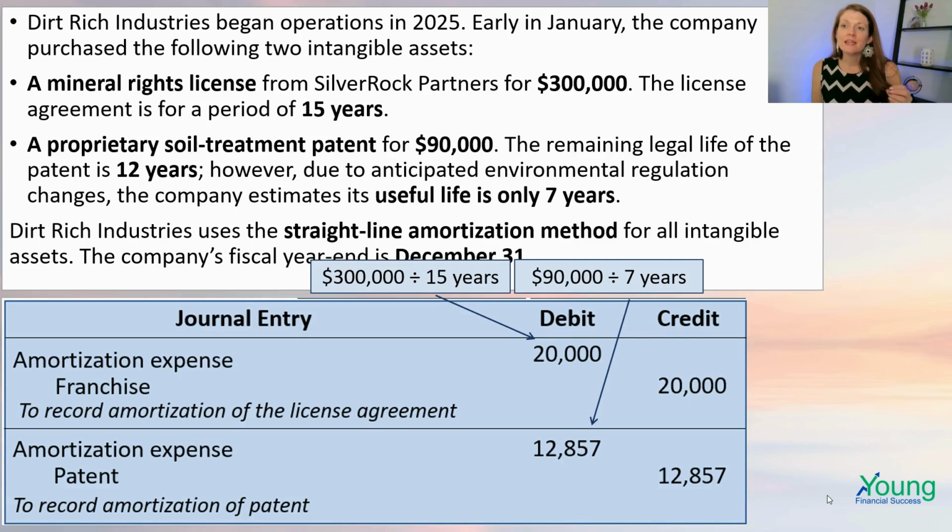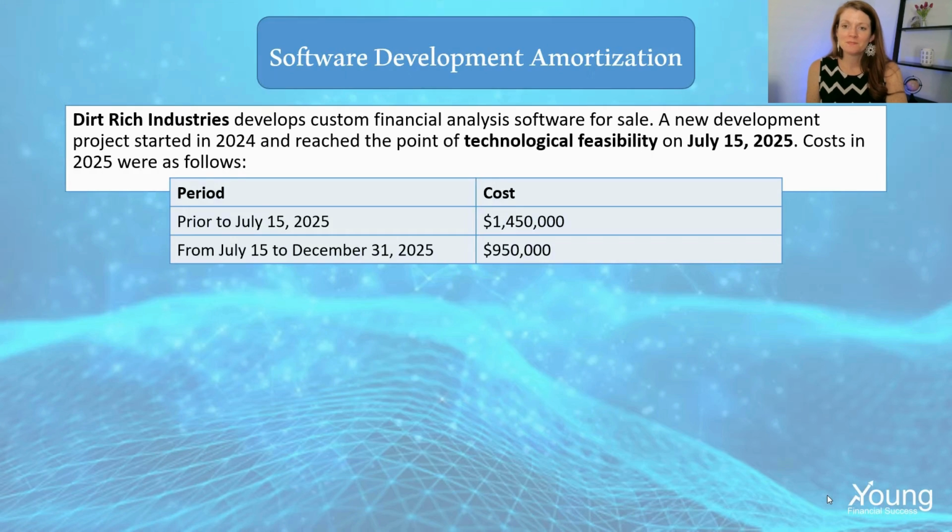In this case, it is a license that we're going to be crediting, or it could be a franchise in some situations. We're going to credit that actual asset. There's no accumulated amortization. That's only for depreciation. Then for the patent, we are going to debit the amortization expense for $12,857. That's taking that $90,000 we paid for it, divided by the useful life that we're predicting of 7 years, and then we credit the actual patent itself.